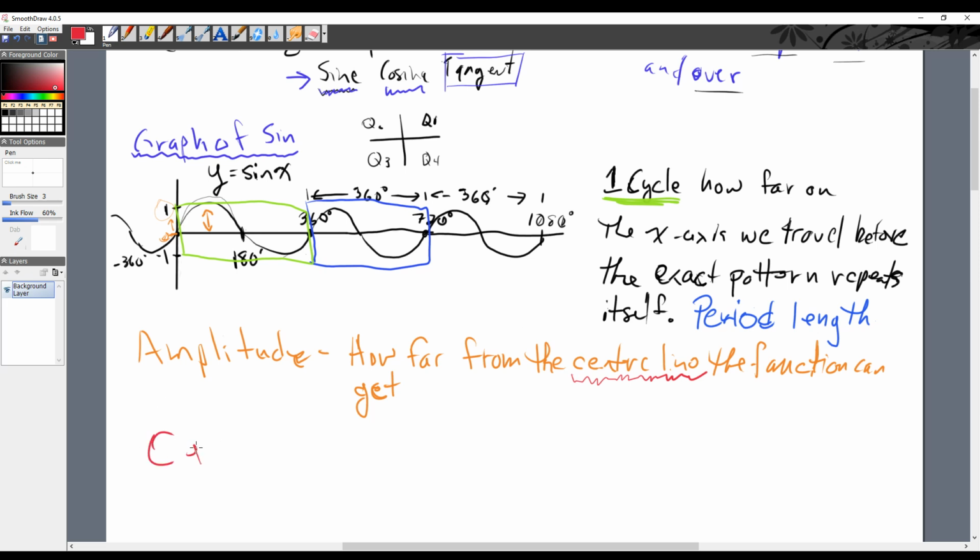So center line, wow, I'm going to have to take a moment off here in a bit and see if we can figure out what the heck's going on with my pen.